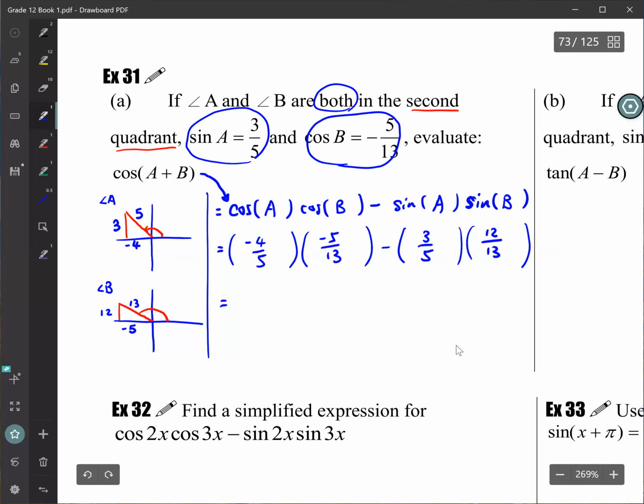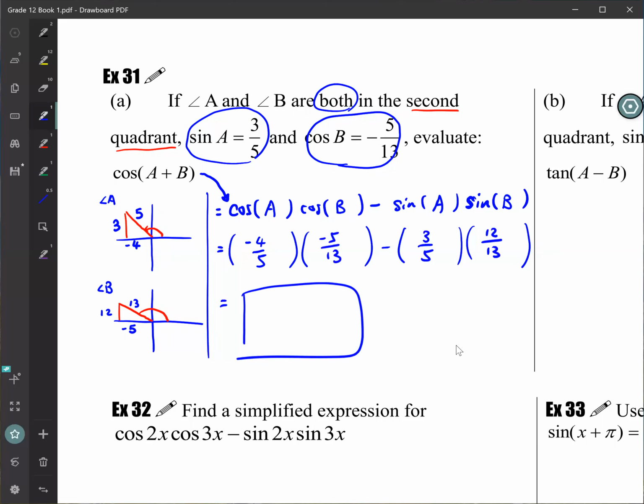So of course, the final step is to get the answer, okay? Combine, multiply, and subtract them. So raise your hand if you have the final number.